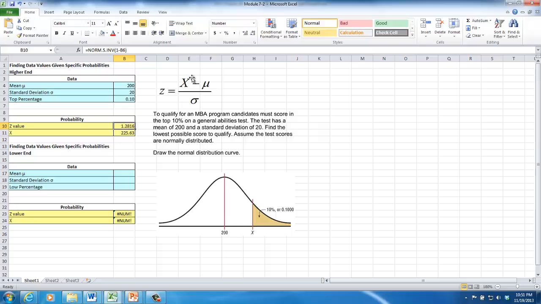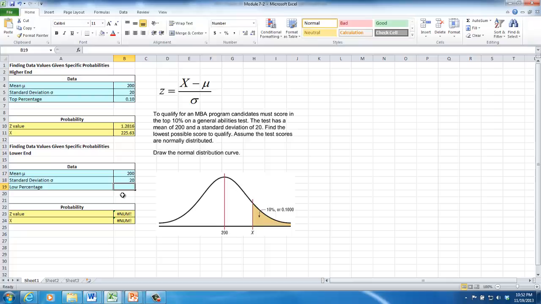and then we take the mu, put it on the other side, which is this formula here, B5 times B10 plus mu. That will give us the x value, 225.63.